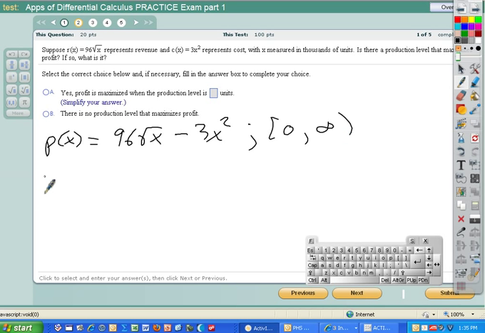So P prime of x is what? That's easy for the second term, just 6x. But what about that first one? How do I deal with the square root of x? Turn it into a power, x to the 1/2. What's the derivative of 96x to the 1/2? Bring the 1/2 down. That makes it 48, and then I get x to the minus 1/2. Well, I'll write it down. And then here I just get a minus 6x.